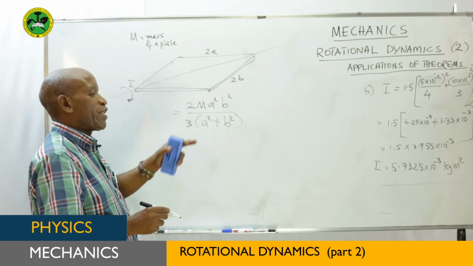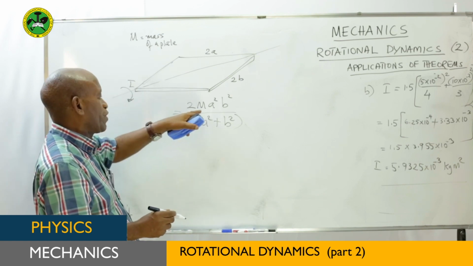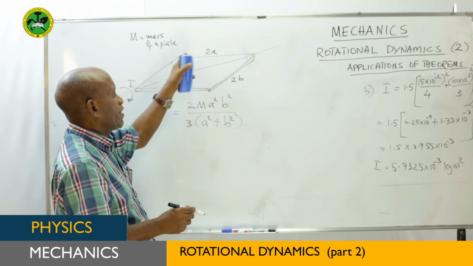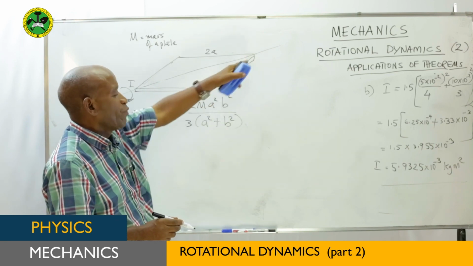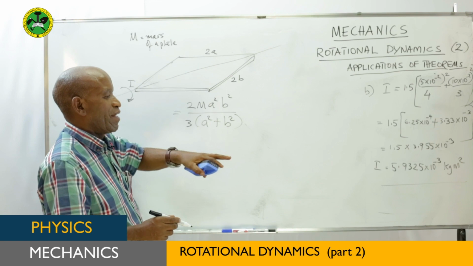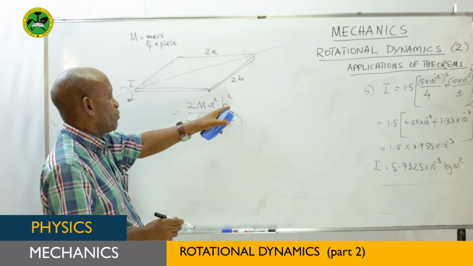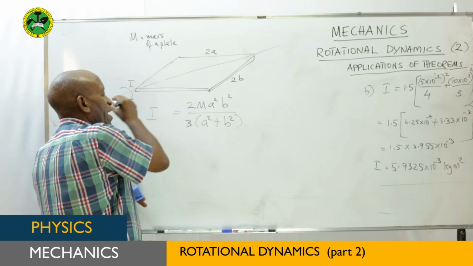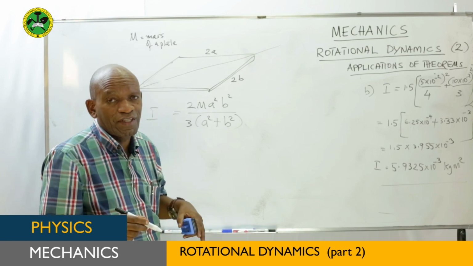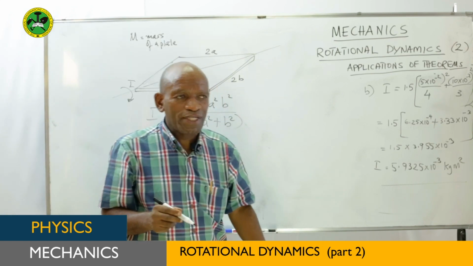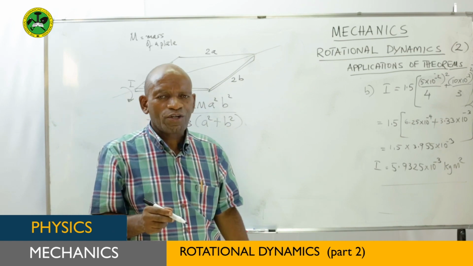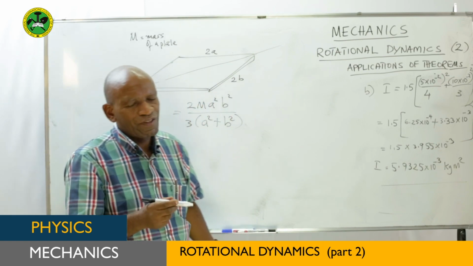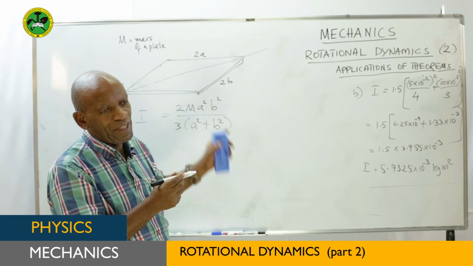And finally, you will be able to compute if the mass of this body is 8 kg and the length, which is 2a, is equal to 24 centimeter, and the width, which is 2b, is equal to 12 centimeter, then you can substitute what a is and what b is, and then obtain the moment of inertia about that particular axis passing through the diagonal. I hope, my dear students, you can do that question comfortably if you really have understood the previous stages, all what we have learned today.